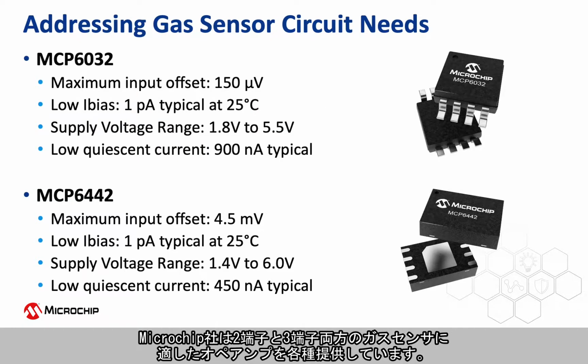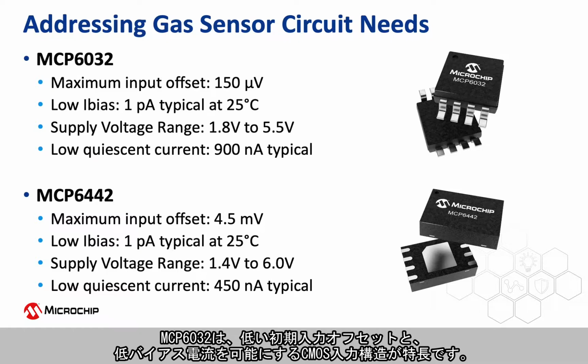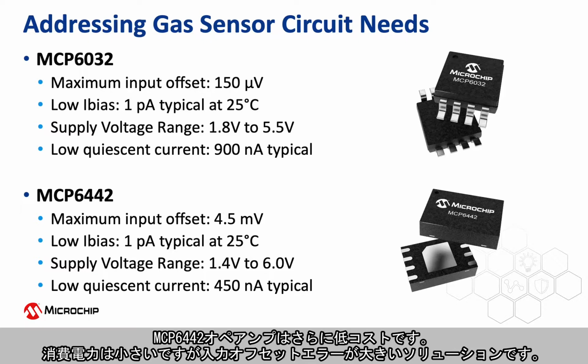Microchip offers a wide variety of operational amplifiers that are well suited for interfacing with both 2- and 3-terminal gas sensors. The MCP6032 precision amplifier provides low initial input offset and a CMOS input structure which enables low bias current. The MCP6442 operational amplifier provides a more cost-effective alternative, providing an even lower power solution, but with a higher input offset error.